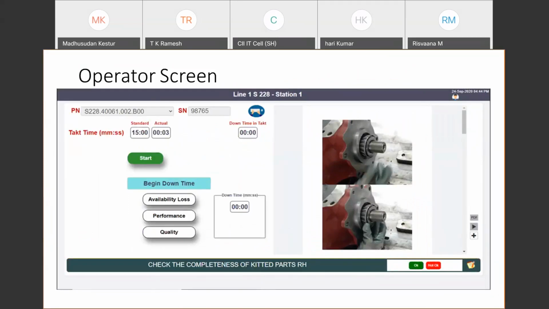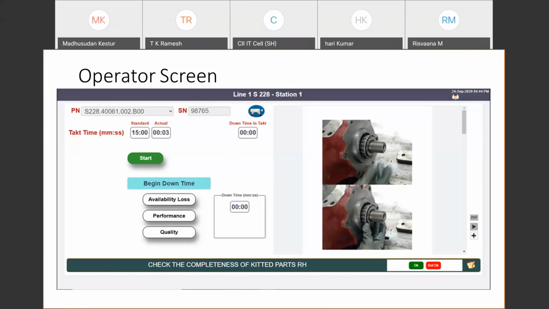So this is the typical operator screen. Here is a serial number, here is a part number. In the first station, there will be a scanner. The operator will scan the part, and subsequently the same part moves through the line. When he scans the part, it goes back to the server, checks for the standard time, brings the standard time back, and then enables the start button. The operator will start the process, and he is allowed to stop the process and record losses in between.